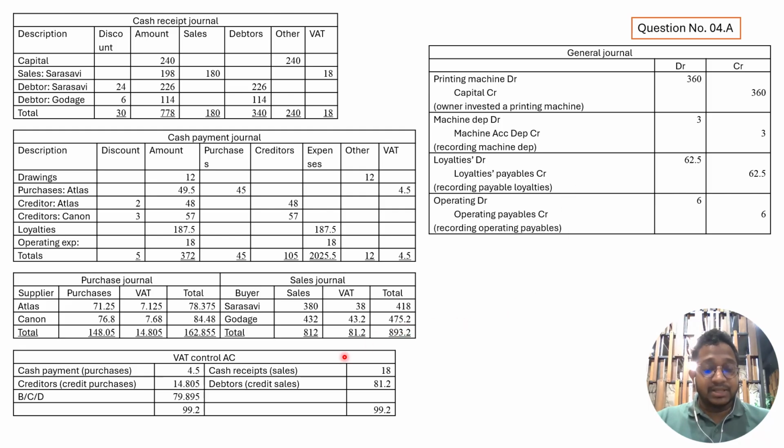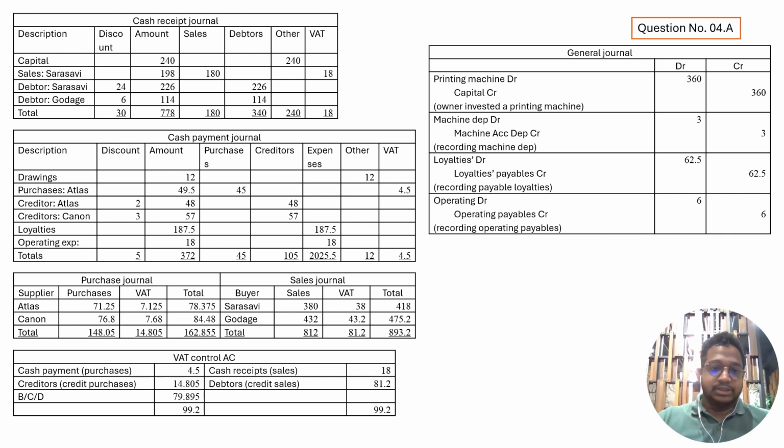And then you have to prepare the VAT control account. First of all, VAT credited from cash receipt journal, the VAT collected from cash sales, and then again you should credit to VAT control account the VAT collected from credit sales, and then you have to exclude the VAT paid at the cash purchases and VAT paid at the credit purchases. Then you can find out the VAT control account closing balance. So that's how you should prepare all these prime entry books.